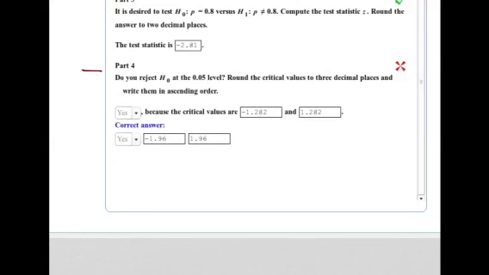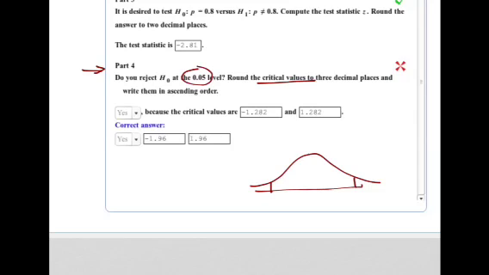So we're on part 4 of this question, and we want to know if we should reject the null hypothesis at the 0.05 level. Before I decide yes or no, what I have to do is find the critical values. And we're going to use the 0.05 for that. So how I do this is I draw the normal distribution.